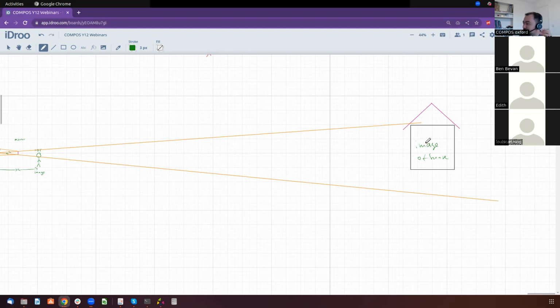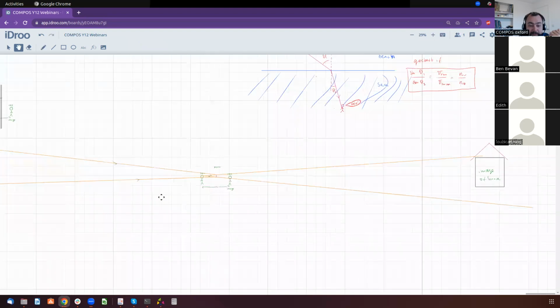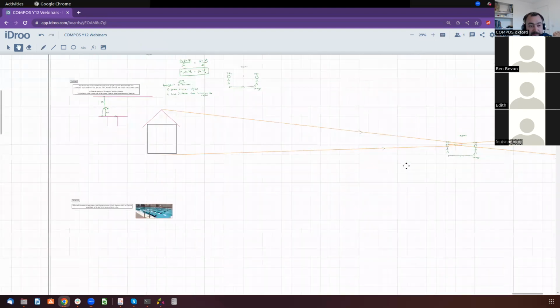Okay? Have I convinced you? Have I convinced you that the image and the object are always the same size? If it is a plane mirror, of course, because if the mirror is curved, and we'll do curved mirrors next time, then it's no longer the case. But we're talking about flat plane mirrors.